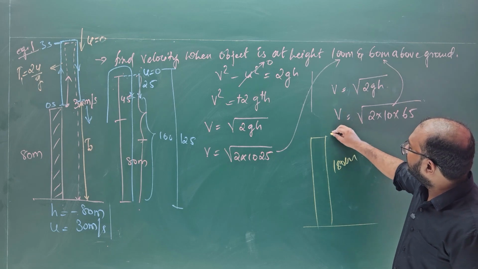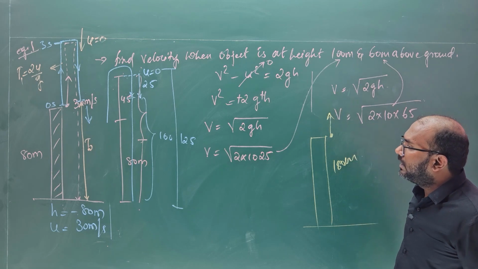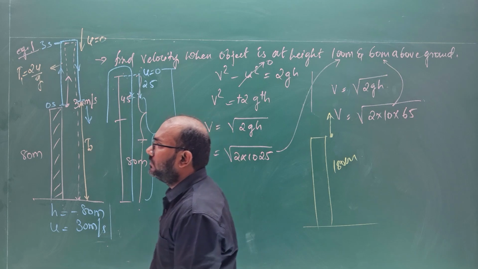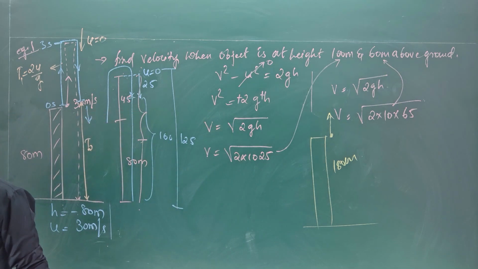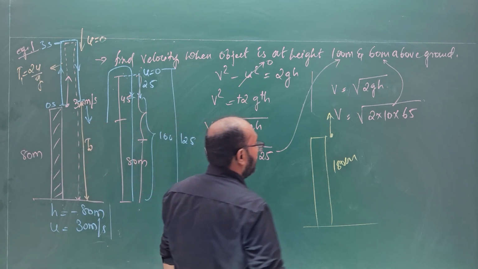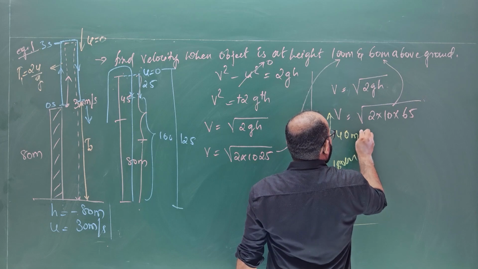Take height 180 meter. This object is thrown vertically in the upward direction. Let me check the velocity. Consider 10, no, 40. Take it as 40 meter per second.